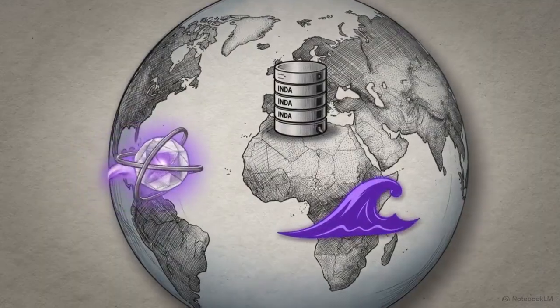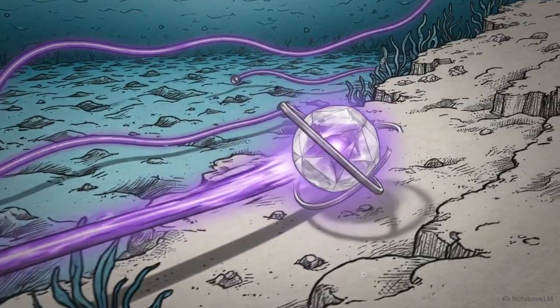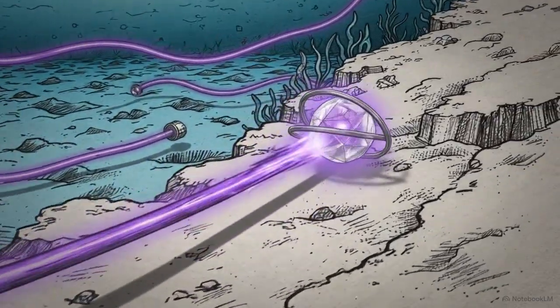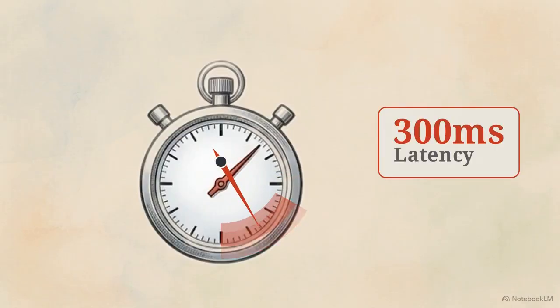If a user in India requests data from a server in the eastern United States, that packet crosses thousands of miles of underwater fiber. Even in ideal conditions, that round trip can easily exceed 300 milliseconds.